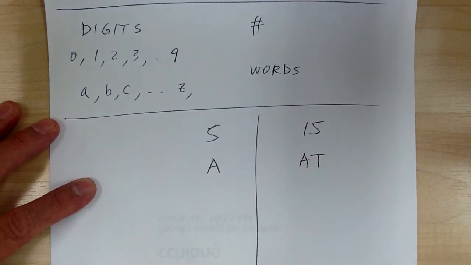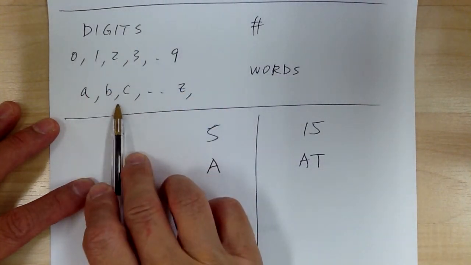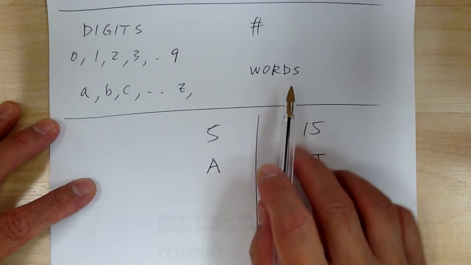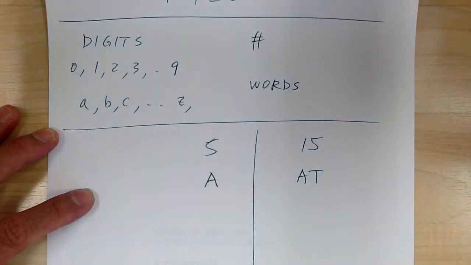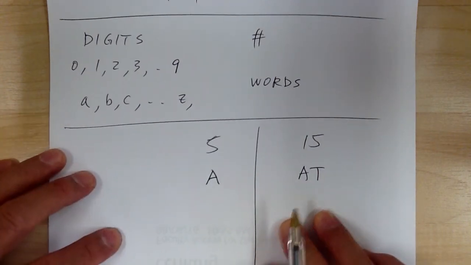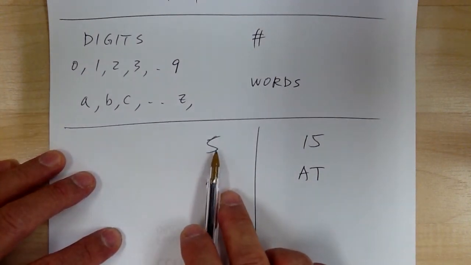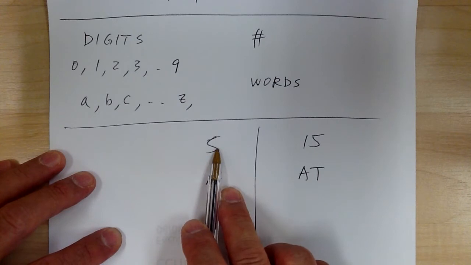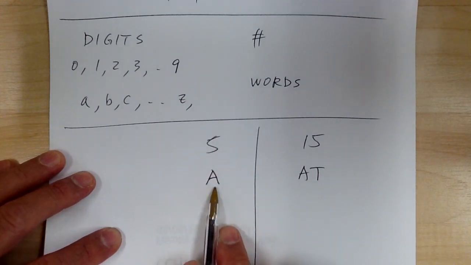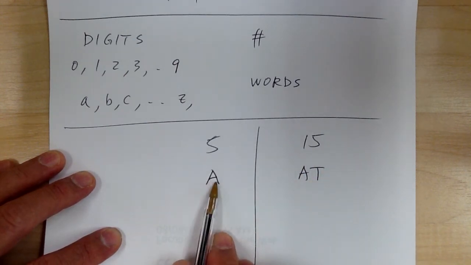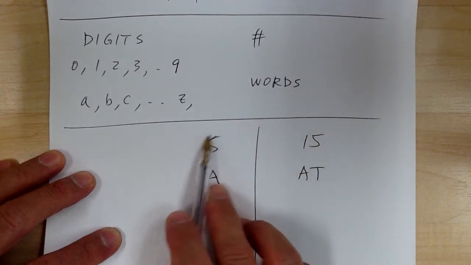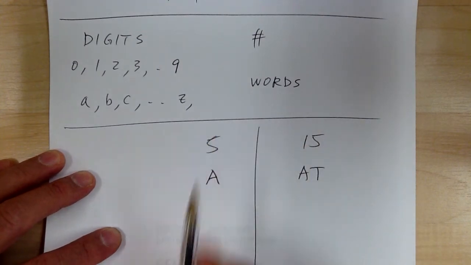So any questions on the difference between digits and numbers? Again, digits are just like alphabets. Numbers are like words. So numbers are made out of digits. Words are made out of alphabets. Okay? And sometimes, you can have a number that is also a digit, just like when you have a letter that is also a word. This is a word, but it's also an alphabet. This is a number, but it's also a digit. Okay?